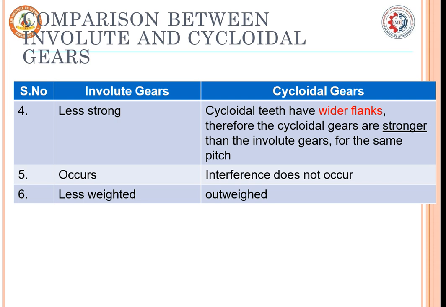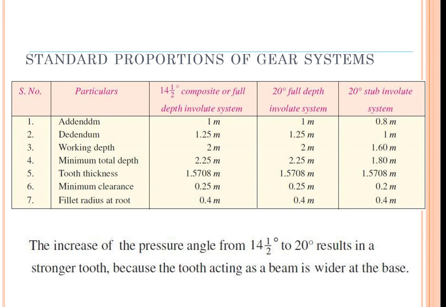In terms of strength, the involute gear is less strong and the cycloidal gear has more strength, as it has wider flanks. Involute gears can be generated for the same pitch, but interference can occur in involute gears. In case of cycloidal gears, interference does not occur. Involute gears are lighter, and cycloidal gears are heavier. This gives a comparison between involute and cycloidal gears.